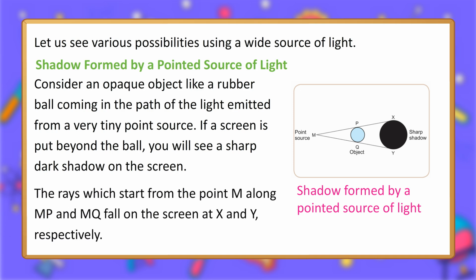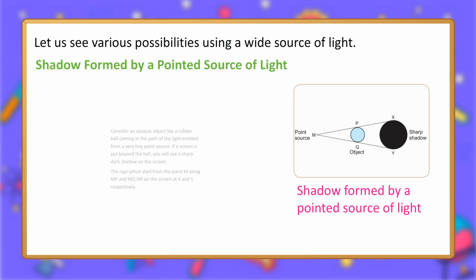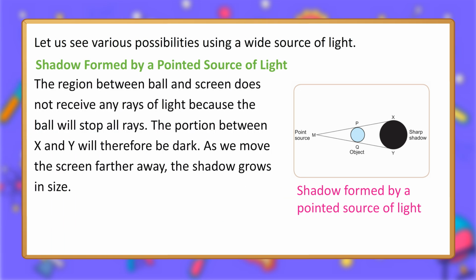The rays which start from the point M along MP and MQ fall on the screen at X and Y, respectively. The region between the ball and the screen does not receive any rays of light because the ball will stop all rays. The portion between X and Y will therefore be dark.